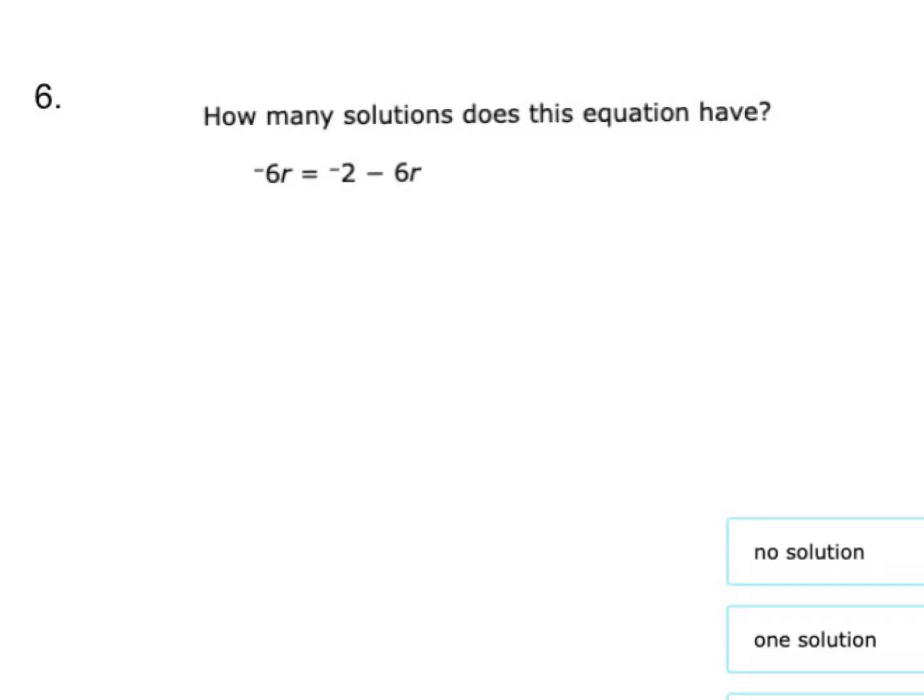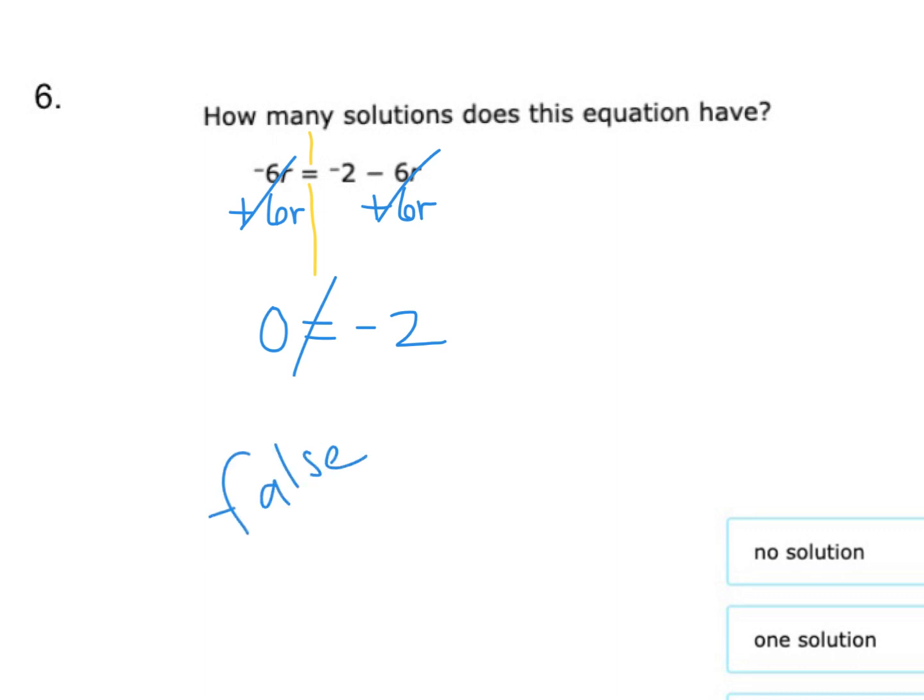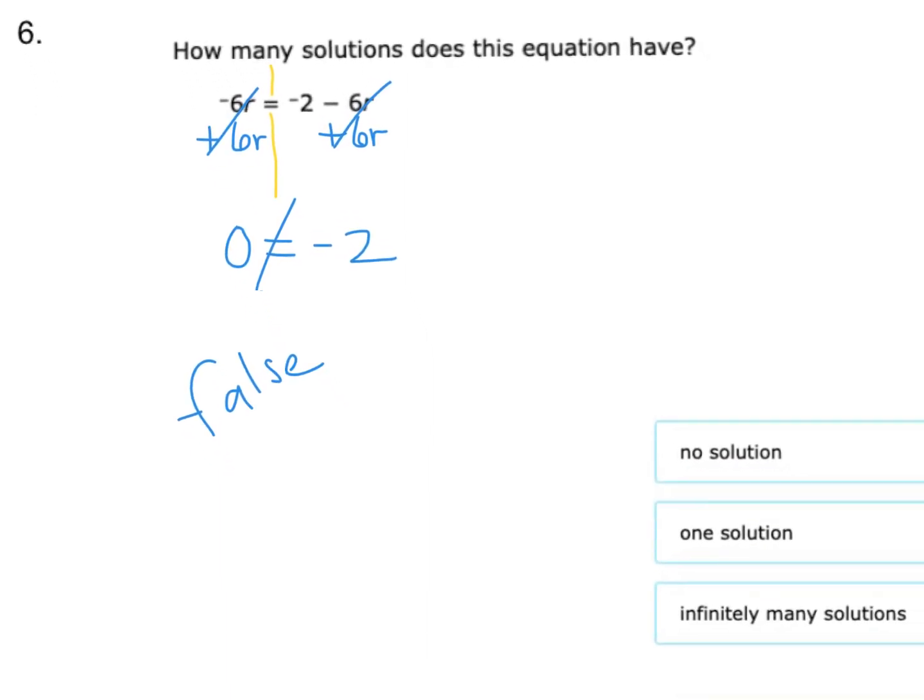Okay, how many solutions does this equation have? So let me work through it and solve it here. I'm going to add 6r, get our variables together first. Oh, this is interesting. Minus 6r plus 6r is 0 equals negative 2. I have no variable. Does 0 equal negative 2? No, this is a false statement. And if you remember, a false statement means no solution. This would be an example of no solution because our variable's eliminated, or we get a false statement.